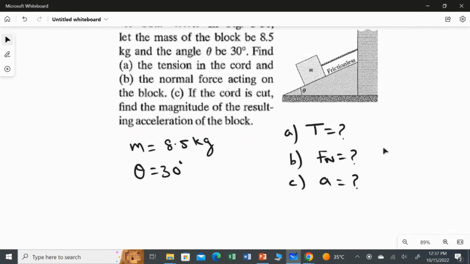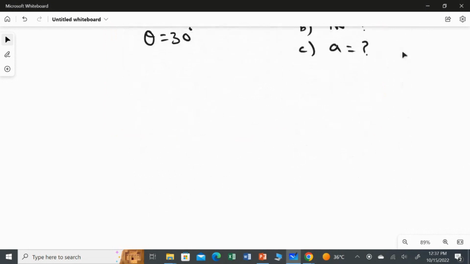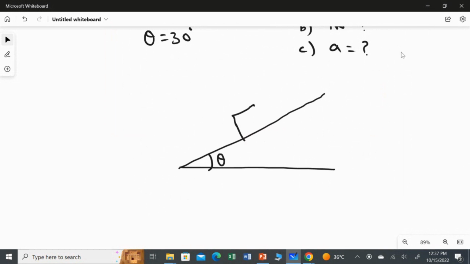Better I can draw the diagram again, because we have to draw the free body diagram. So you have a surface, and on that surface we have the inclined plane, and here we have the angle theta over the inclined plane. We kept the mass M, and we connected the block by using a string or cord, and we attach this cord to the wall. Now we have to draw the free body diagram, and this is a frictionless surface.